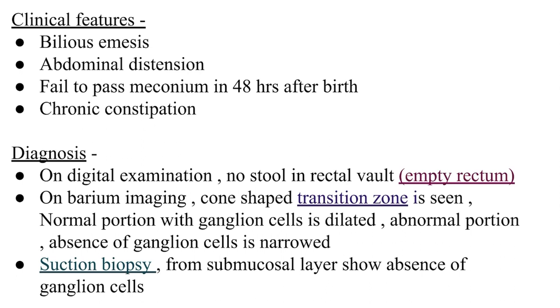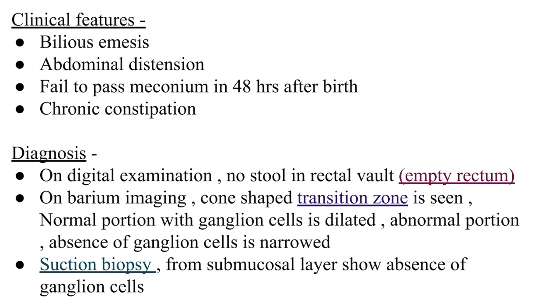See, in the intestine there is obstruction, so the part above gets dilated. The bowel walls get dilated, because of which the abdomen looks distended. There is also failure to pass meconium within 48 hours after birth. The baby is unable to pass the first stool even 2 days after birth. And chronic constipation can be seen in the clinical features.